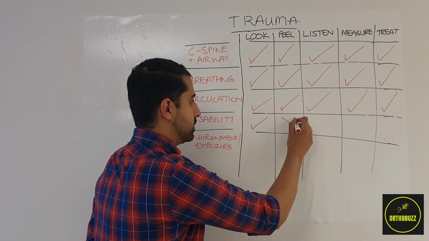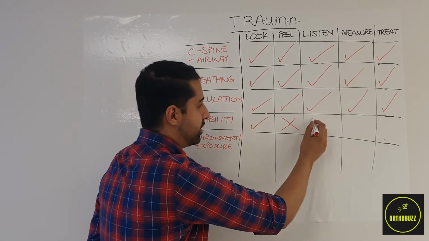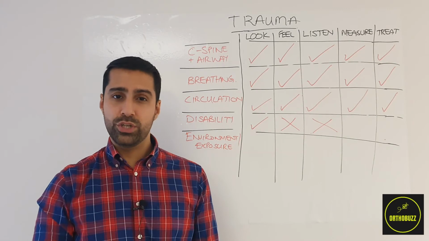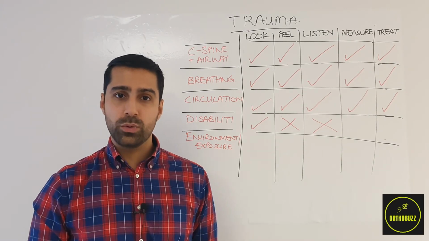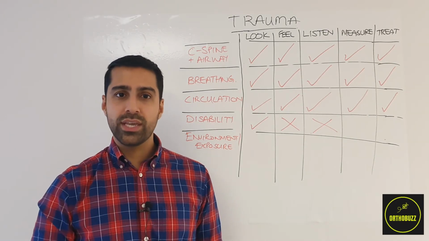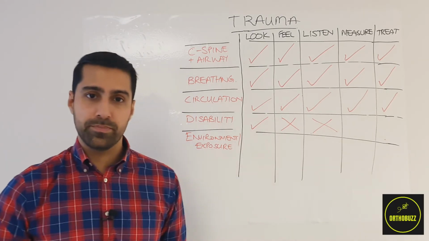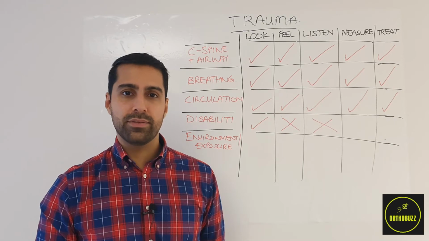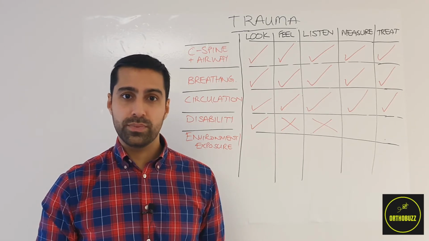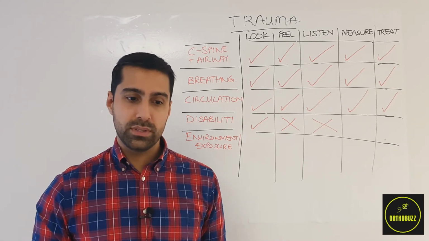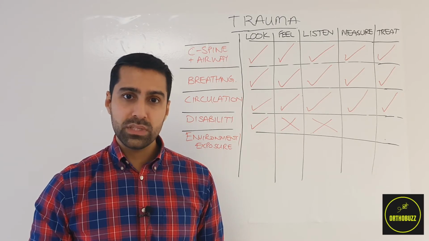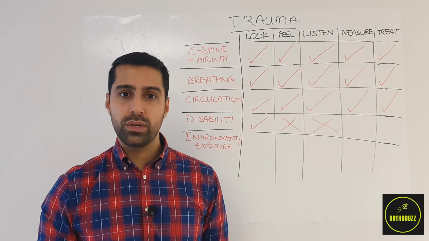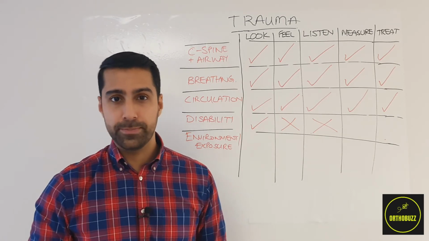Feeling is not as crucial, and neither is listening, but we want to measure easily correctable causes of reduced mental function. This would be measuring the blood sugar and looking at the patient's pupils. Now, patients who have bleeds in their head can have signs which are displayed in their pupils, such as dilated pupils. Or if there's asymmetry between the pupils, this could also alert us to an intracranial pathology.